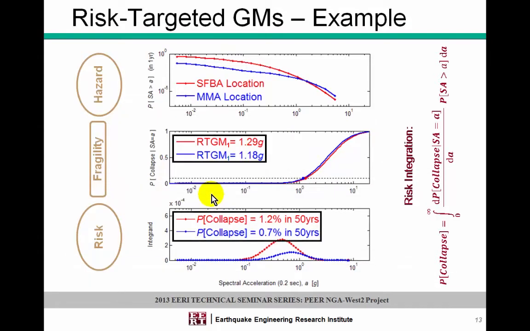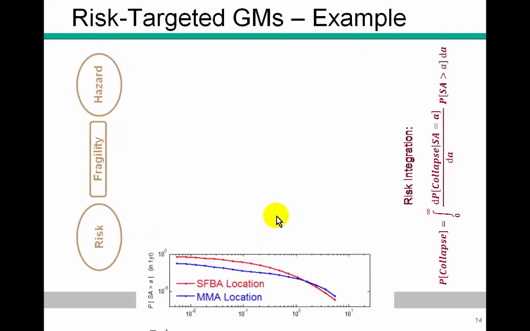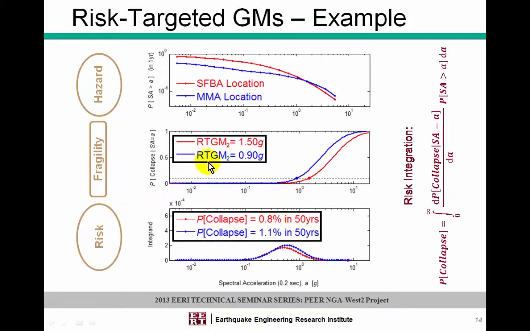All right, so let's remember these values, the 1.3 and 1.2 G here, and then ending up with 1.2% and 0.7% in 50 years. We're going to go to our second iteration, where we're going to increase the ground shaking that we designed for in California to reduce that risk that we saw there. And we're going to relax the ground motion that we designed for in Memphis in order to allow the risk of collapse to go up to, we're going to try to get to 1%, right?